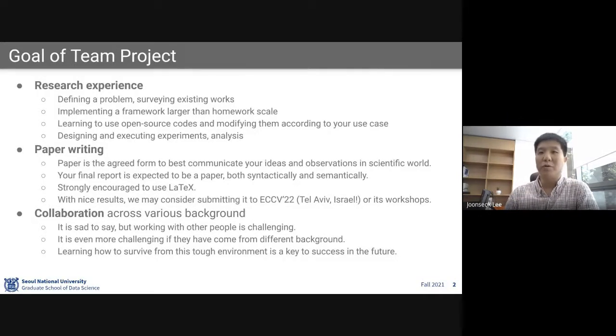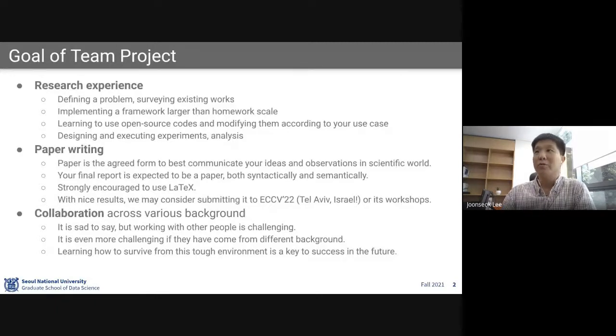And then finally, you are going to write a paper for the term paper, which will be basically a CVPR format research paper. The paper is the agreed form to best communicate your ideas and observations in the scientific world. So getting familiar with paper writing is really important in academia, especially for you to graduate. And if you pursue an academic career later on, it's a really important skill. So this course will provide an opportunity for you to write a paper, specifically in this field.